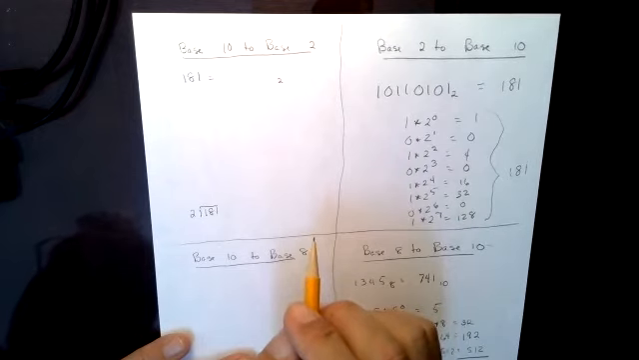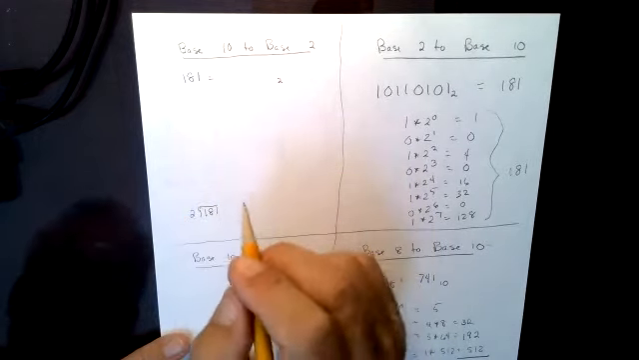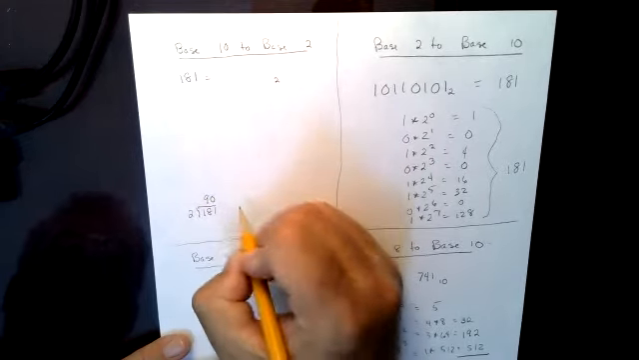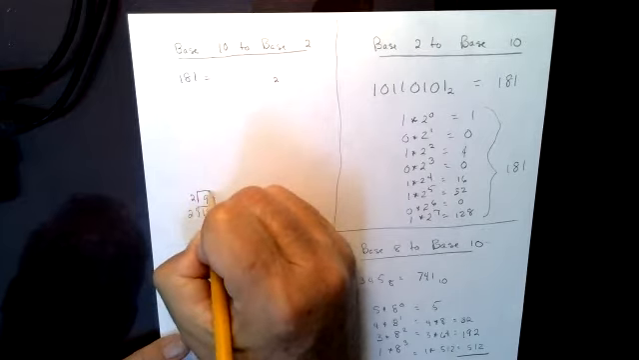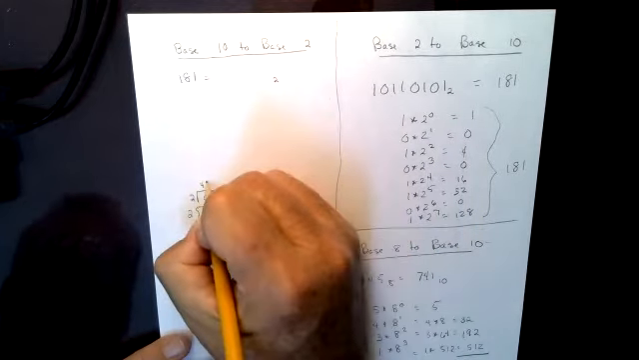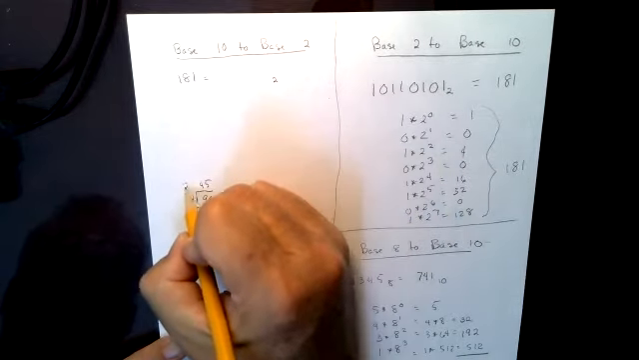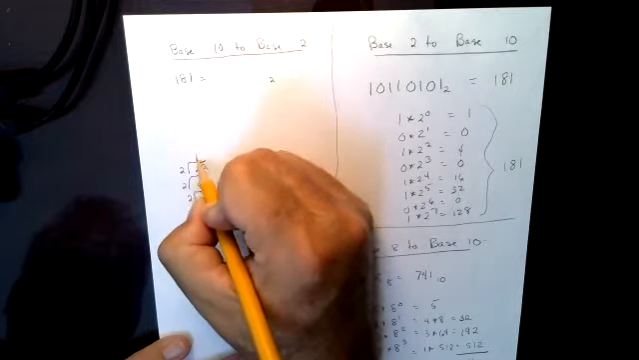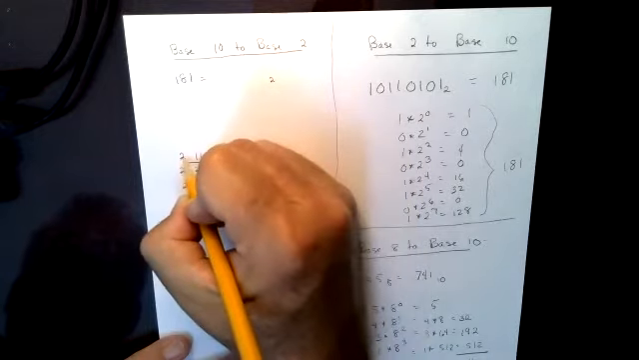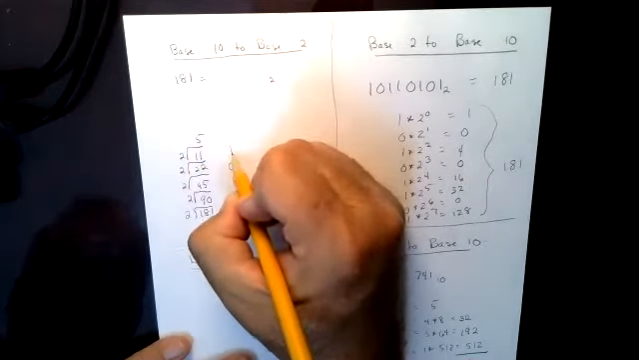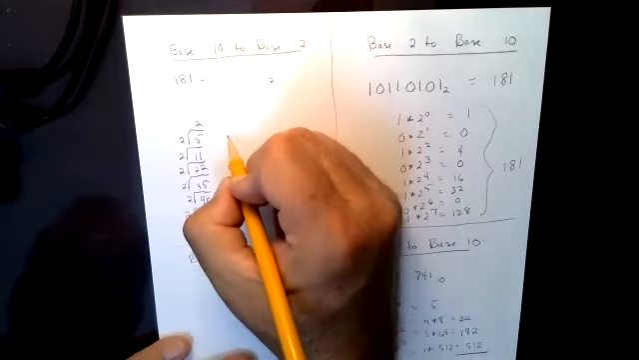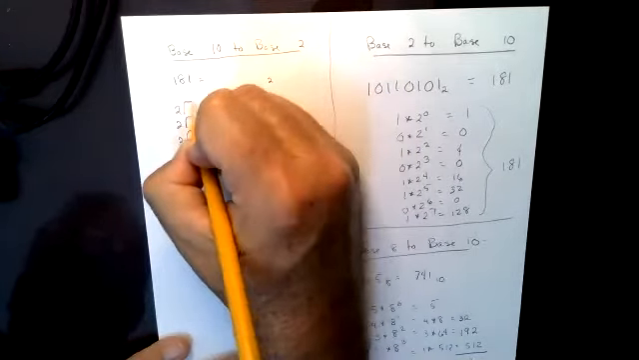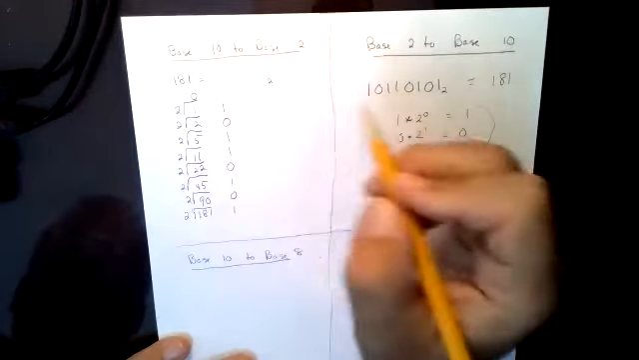What do I get? How many times does 2 go into 181? 90. What's my remainder? 1. How many times does 2 go into 90? 45. What's the remainder? 0. How many times does 2 go into 45? 22. Remainder 1. 2 goes into 22, 11. Remainder 0. 2 goes into 11, 5. Remainder 1. 2 goes into 5, 2. Remainder 1. 2 goes into 2, 1. Remainder 0. 2 goes into 1, nothing. Remainder 1.